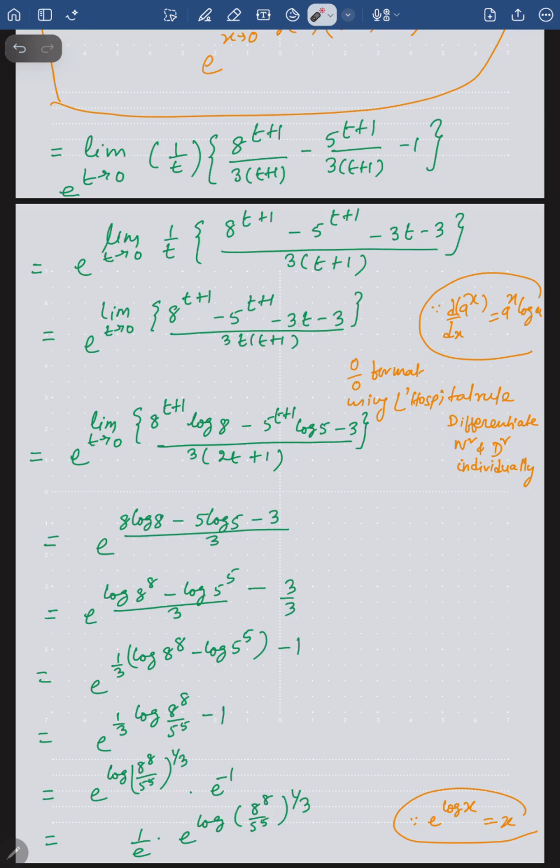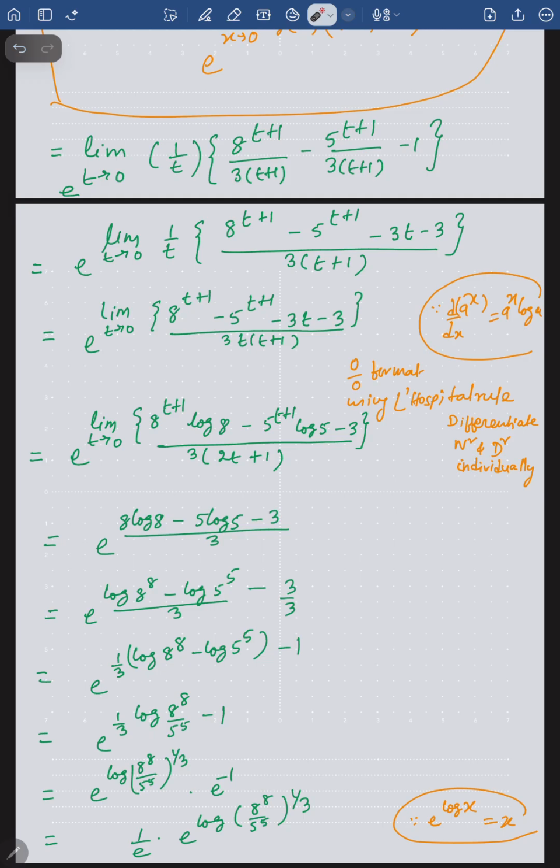Also minus 3 into 0 is 0. So the numerator is 0. Here also if you put t equal to 0, then 0 into 0 plus 1 is 0. So 0 by 0 format you are getting. So we will use L'Hospital rule, in which we differentiate numerator and denominator individually with respect to t. Also you remember that differentiation of a to the power x is a to the power x into log a. That also you have to use, okay.